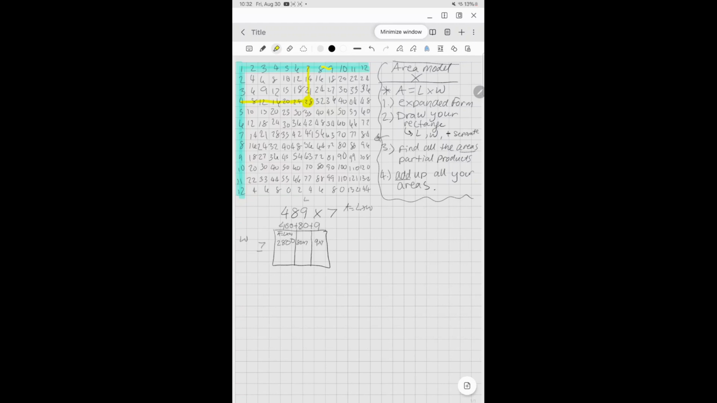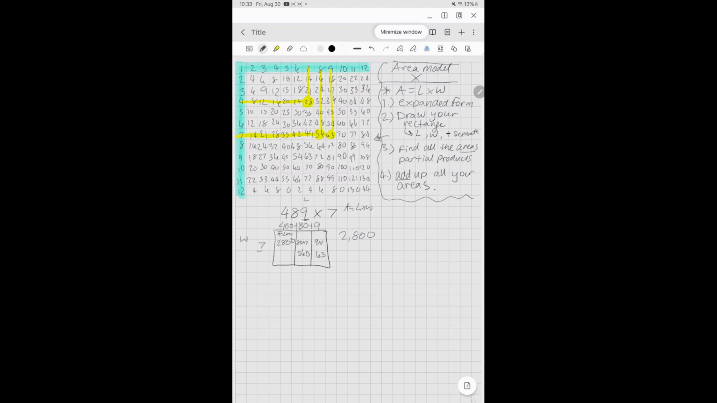I go to 8, find 7, and they both meet at 56. So I put 56 and I stick my 0 at the end. And 9 times 7, put a 9 and 7. And I can see that my answer is going to be 63. And my last step, I just added all up, 2,800.